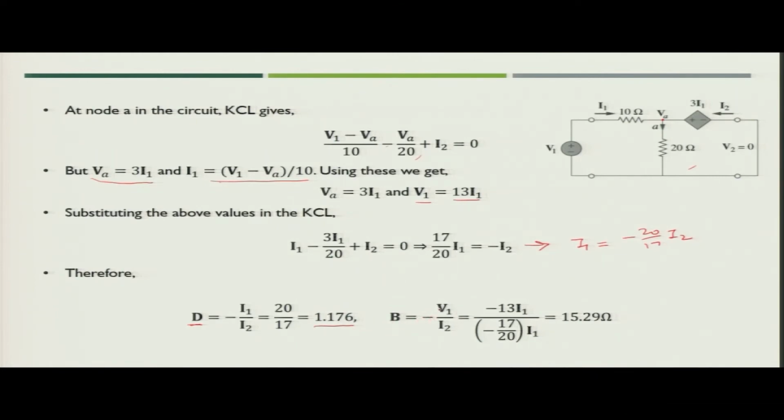Similarly, you can find the value of B. B is nothing but minus V1 upon I2. V1 we know in terms of I1, we just calculated.